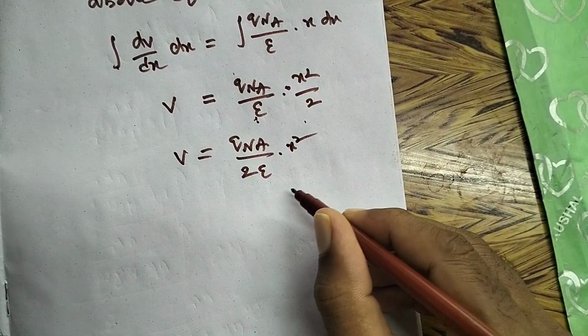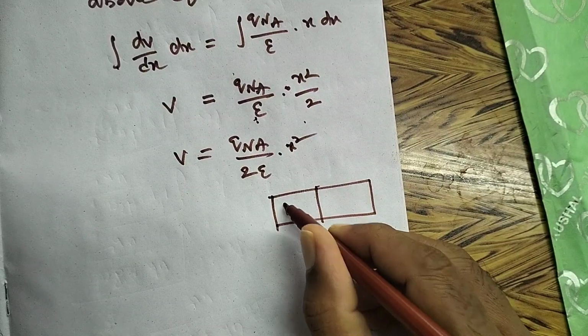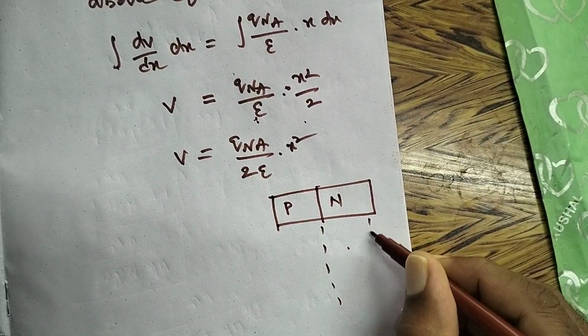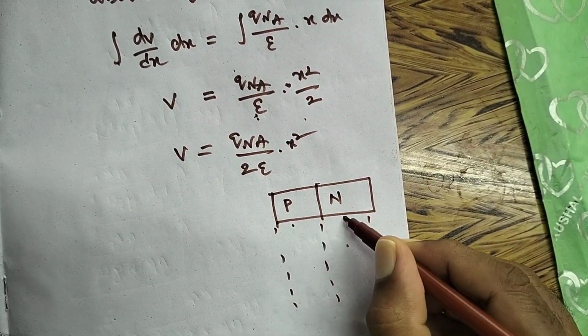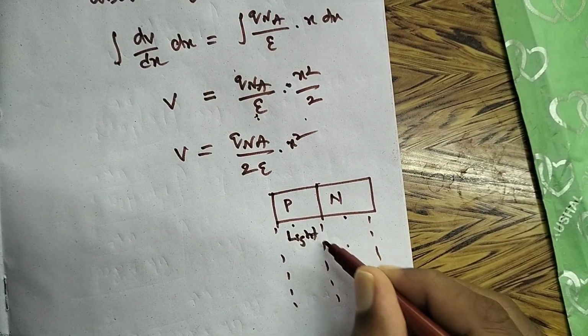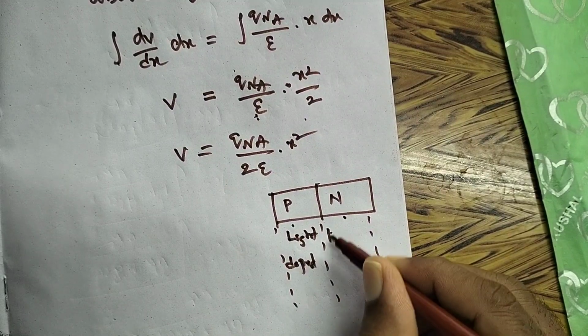Now we need to draw the diagram for p type and n type. This is p type and this is n type. Just a small analysis: here this is the p type and n type. This is lightly doped, and this is highly doped.